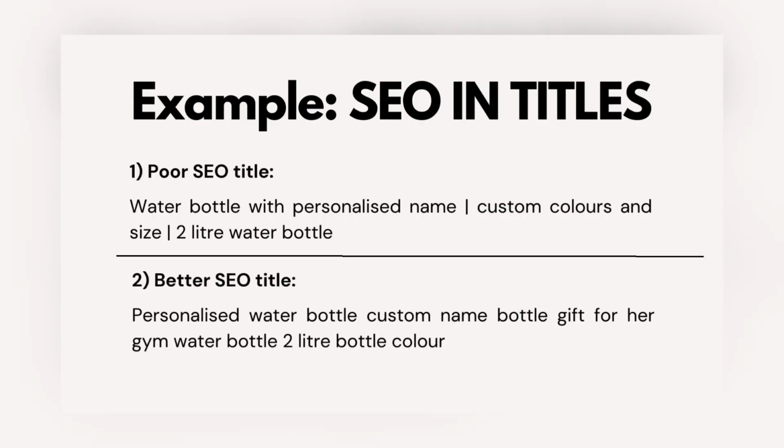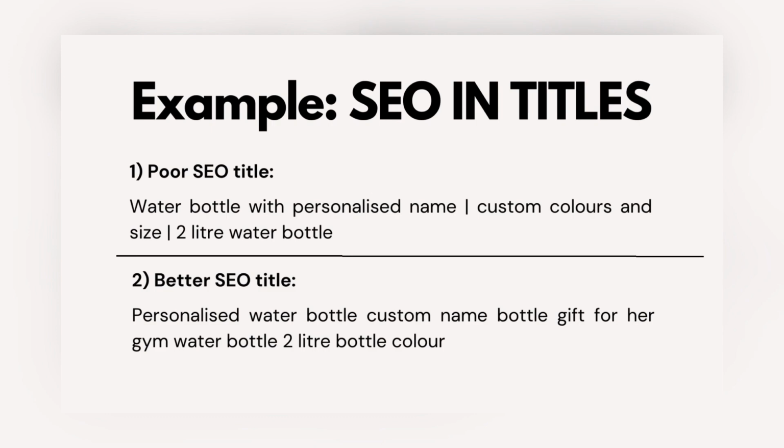I will give you an example of exactly what I mean. So in this example, in title 1, this is an example of a poorly search engine optimized title: water bottle with personalized name, custom colors and size, 2-liter water bottle. But a better title that would rank us higher in Etsy's algorithm would be personalized water bottle, custom name, bottle gift for her, gym water bottle, 2-liter bottle color.